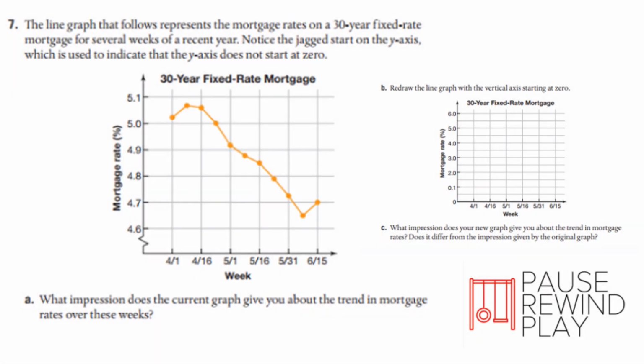Now here is a line graph that represents mortgage rates for 30-year fixed mortgages. If you look at this, you can see that they start at 4.6 and go up to 5.1. So the question is, what impression does the current graph give you about the trends in mortgage rates over those weeks? And then we ask you to redraw it if you don't have this axis beginning here, but you have all of these other numbers. And what impression does that give? So please give this a go, and we'll go from there. Let's see how you did.